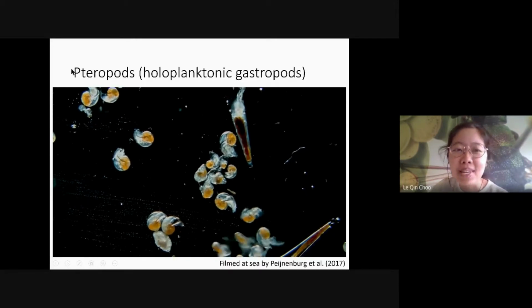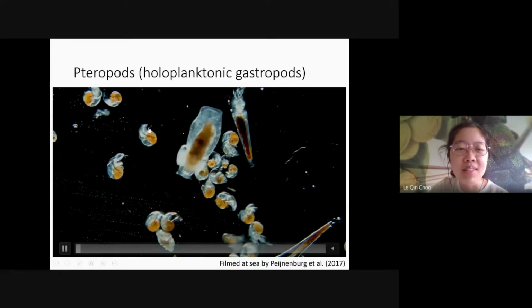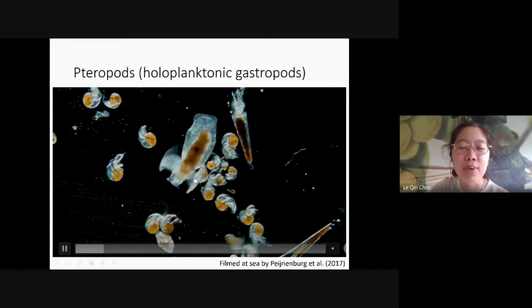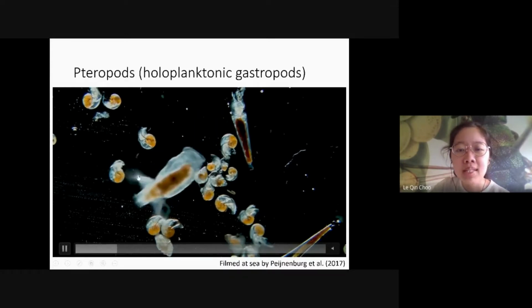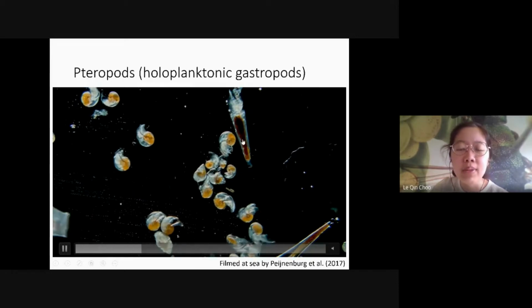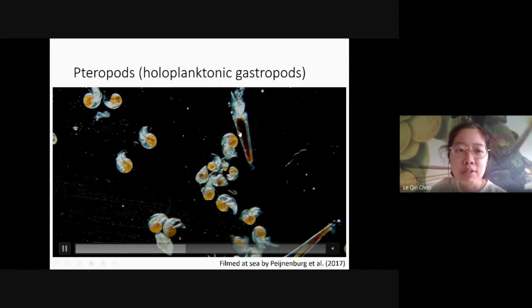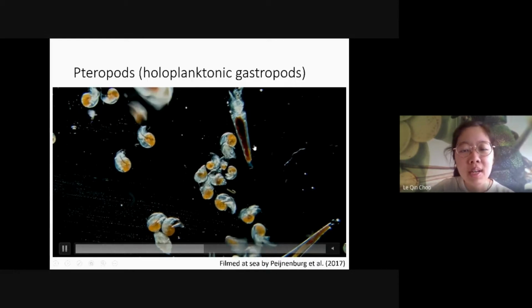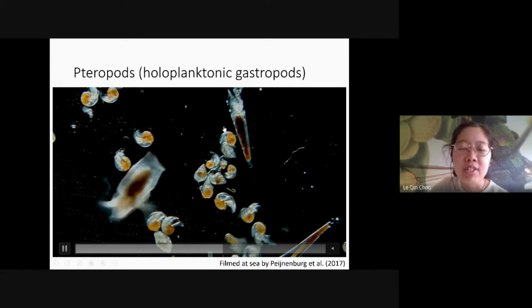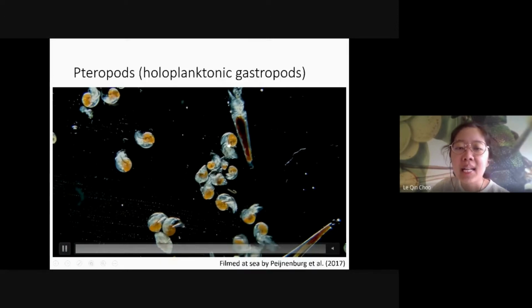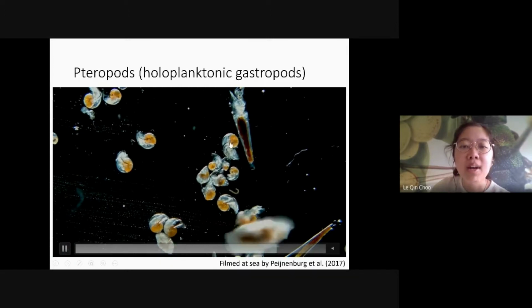Pteropod means wing foot, and they use their wings to navigate along the water column. And the sea butterflies are important components of the marine food web because they're eaten by sea angels, fish, and even whales. They also have thin, transparent shells made of aragonite, and this means that they contribute to carbon flux in the ocean.